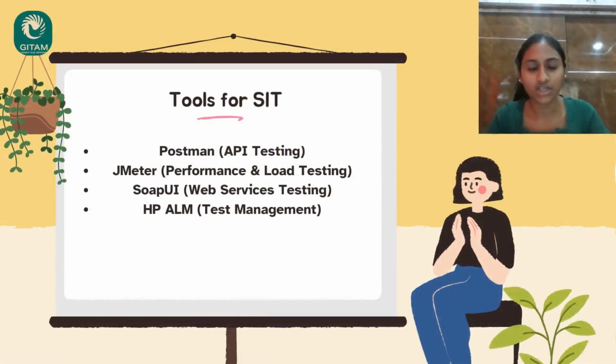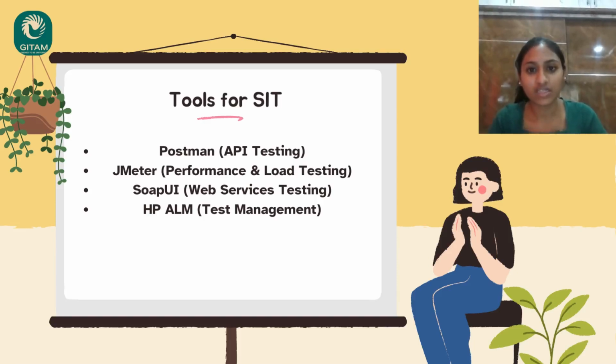The tools for SIT. To make SIT more efficient, we use specialized tools. Some of them are Postman, which is used widely for API testing to check how services communicate. JMeter is great for performance and load testing to analyze system behavior under stress. SoapUI is perfect for testing web services and SOAP-based APIs. HP ALM is a test management tool for tracking the integration testing process. So these tools help us simulate real-world interactions and ensure smooth system functionality.